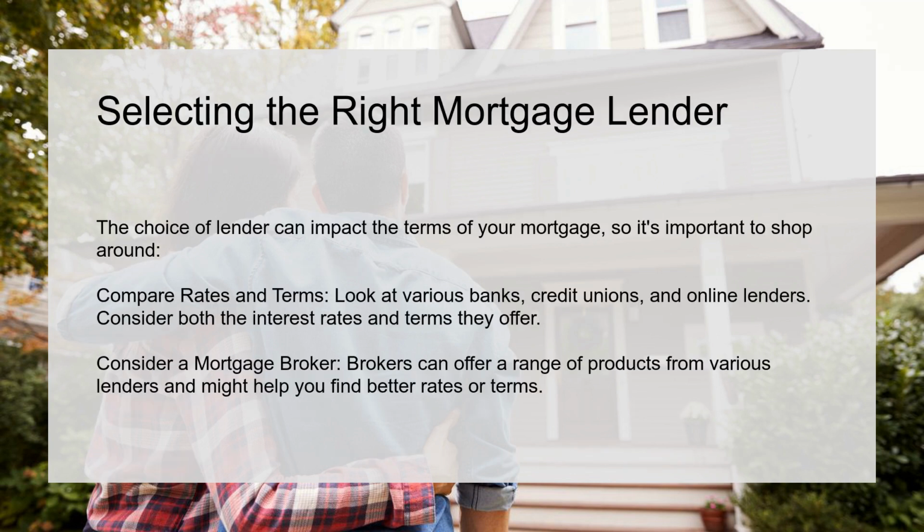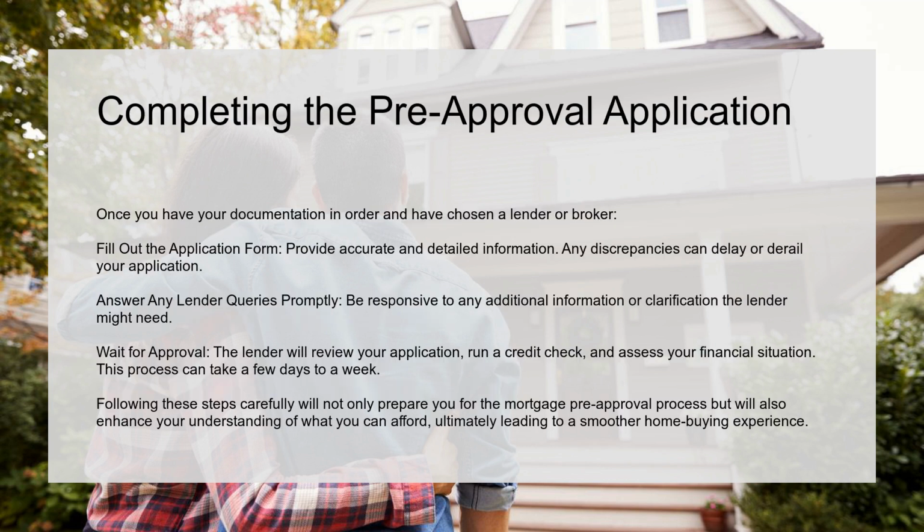Selecting the right mortgage lender. The choice of lender can impact the terms of your mortgage, so it's important to shop around. Compare rates and terms. Look at various banks, credit unions, and online lenders. Consider both the interest rates and terms they offer. Consider a mortgage broker. Brokers can offer a range of products from various lenders and might help you find better rates or terms.